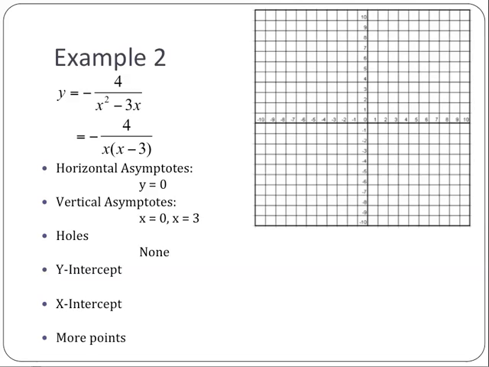Y-intercept, we are plugging in 0 for your x value. And that actually gives you 4 over 0, which is undefined. So what you'll end up seeing is because we have a vertical asymptote at x equals 0, we actually don't have a y-intercept. X-intercept, anything that makes the numerator equal to 0. In this case, there is nothing. And you'll notice that in this case we had a horizontal asymptote at y equals 0, so it's never going to cross that horizontal asymptote.